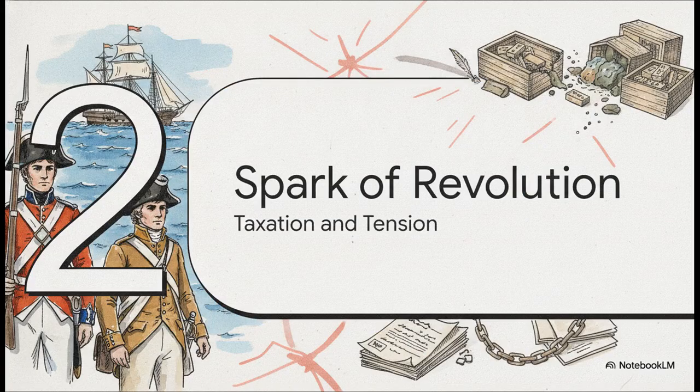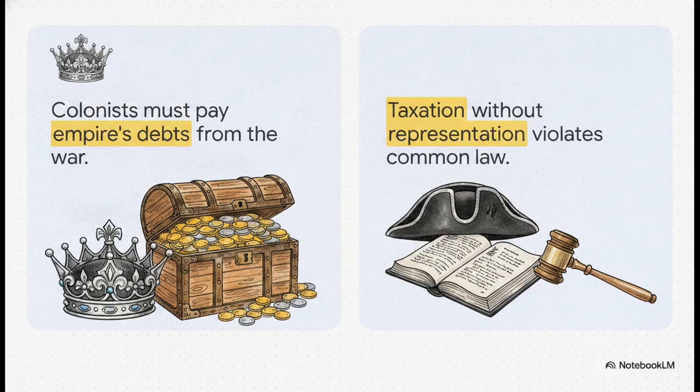Which brings us right to Part 2, the spark of revolution, taxation and tension. You know, the American Revolution definitely didn't just happen overnight. It was the boiling point of decades of escalating tension. After the incredibly costly Seven Years' War, Britain slapped a series of taxes on the 13 colonies. Think the Sugar Act of 1764, the Stamp Act of 1765, and the Townshend Acts of 1767. The British view, the colonists needed to pay their fair share of the empire's debts. But the colonists firmly rejected this.